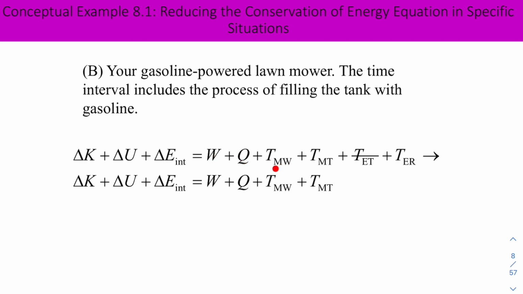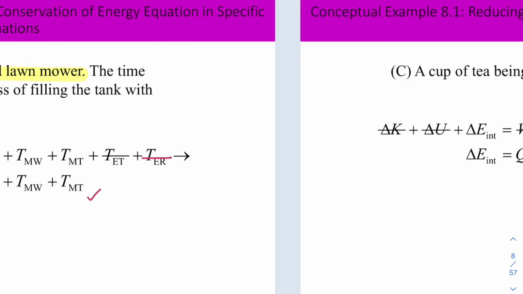There must be heat transfer, mechanical wave, transfer of matter. But there is no electrical transmission. We are not using a power supply, right? Also, we don't have transfer in terms of electromagnetic radiation. There is no light transfer in or out of our system. So finally, we can have this equation as the simplified version of the situation for the gasoline powered lawnmower.